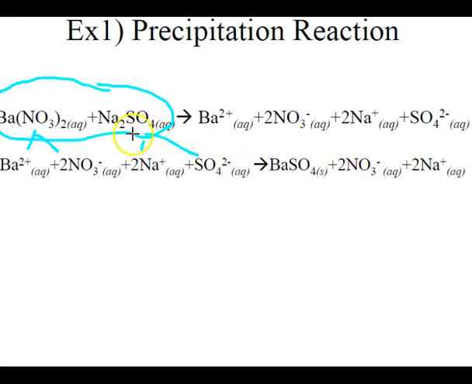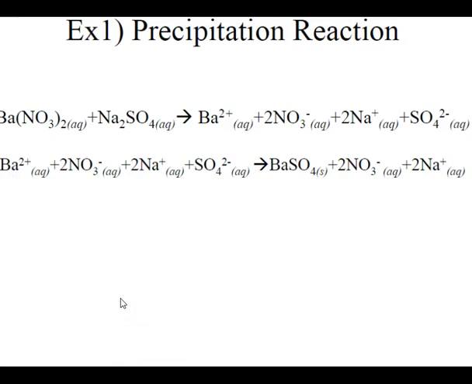But let's talk about when they all get in the water together, what happens? Well, the barium and the sulfate are going to find each other, because the barium and the sulfate with that +2 -2 charge, they're actually more attracted to each other than the water. So they're finding each other and sticking together to form barium sulfate solid. But the nitrate and the sodium, they're still just floating around in the water. So we still have 2 nitrate ions and 2 sodium ions on our product side.